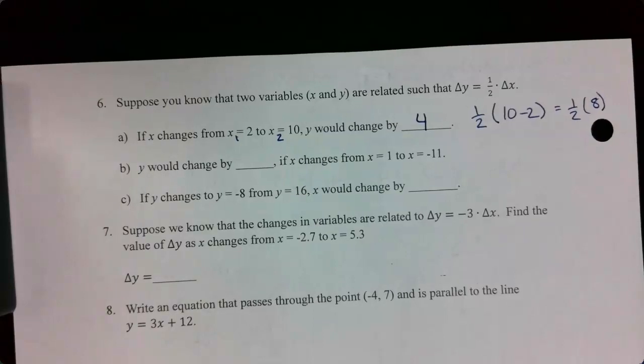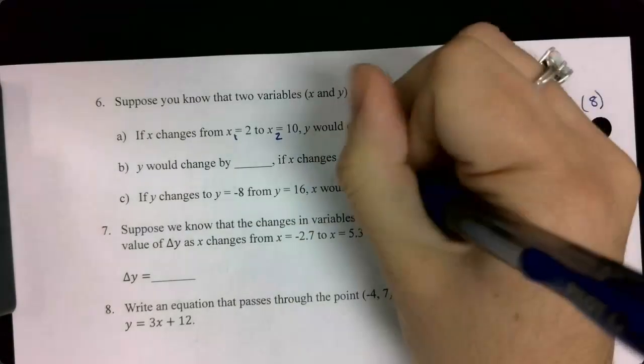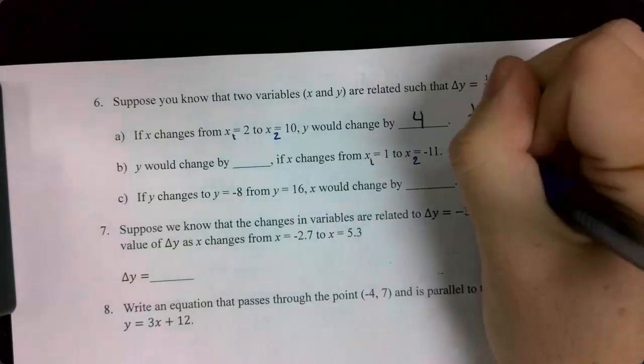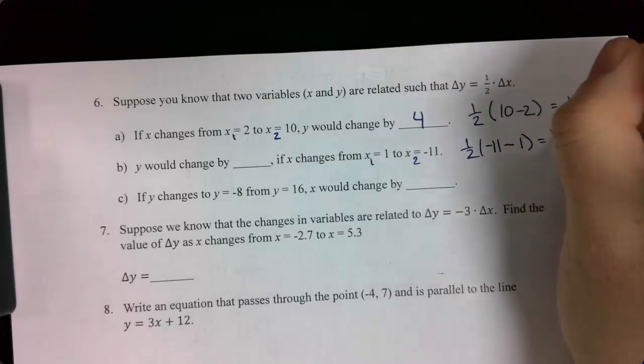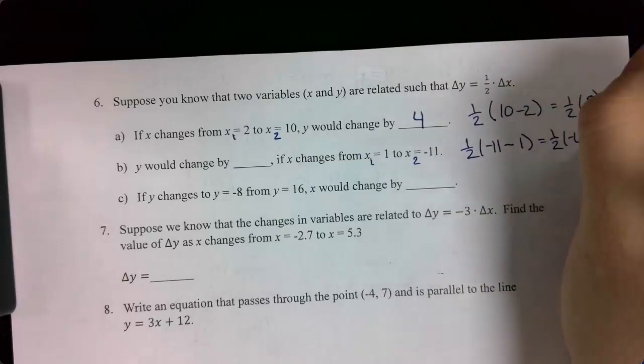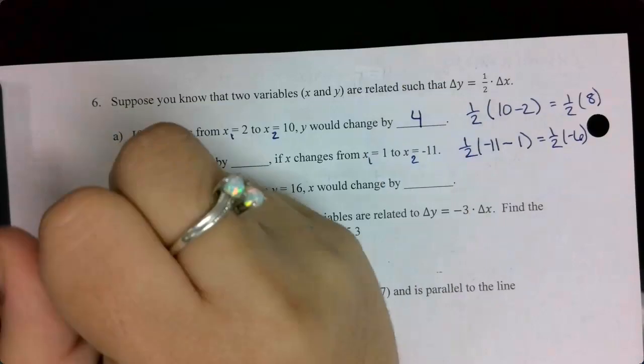Y would change by blank if x changes from 1 to negative 11. So again, I'm going to plug in. I have negative 11 minus 1. That's 1/2 of negative 6. So negative 3.